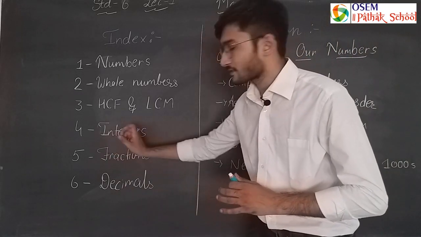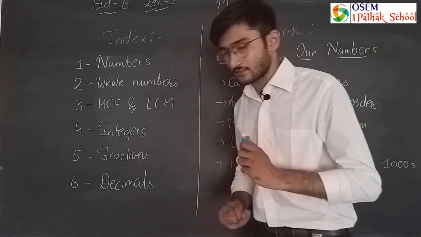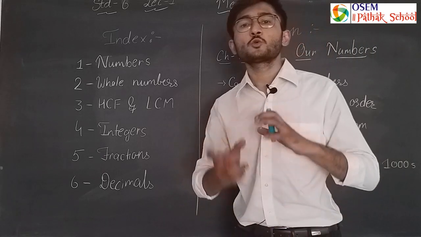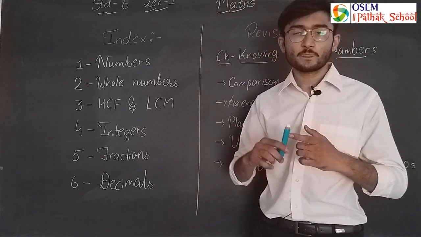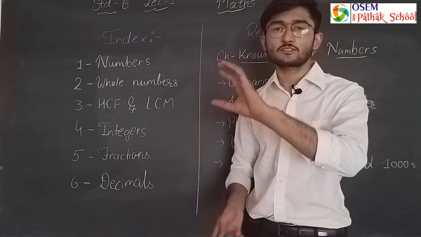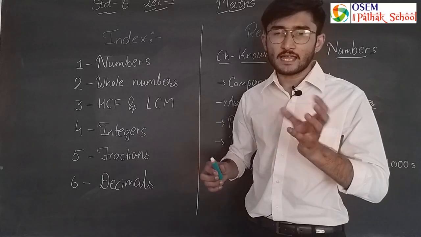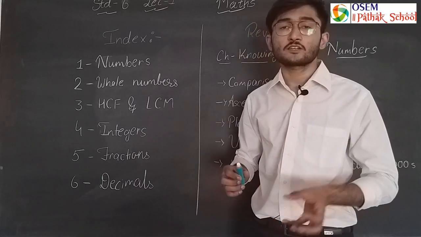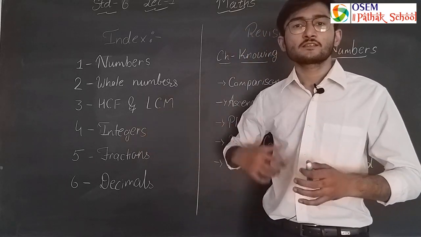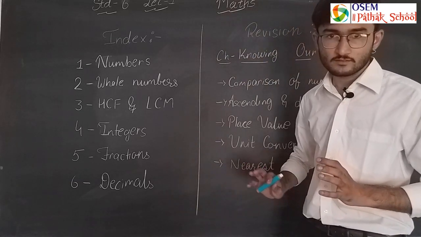Now the next chapter is integers, the 4th one. So for integers, we have to represent them on the number line. There are 2 types of integers: positive integers that lie on the right side of 0 and negative integers that lie on the left side of 0. You will be learning different properties, that is commutative properties, associative properties, and different types of properties for addition, subtraction and multiplication.